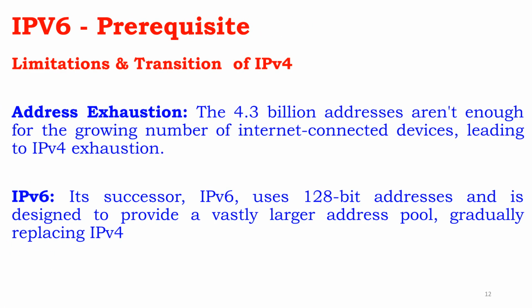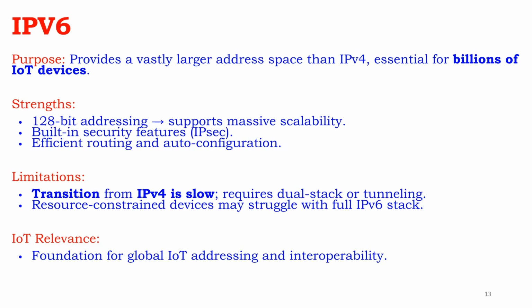The main limitation of IPv4 is address exhaustion. The 4.3 billion addresses are insufficient for the rapidly growing number of internet-connected devices. IPv6, its successor, uses 128-bit addresses to provide a much larger address pool, gradually replacing IPv4. IPv6 provides a much larger address space than IPv4, which is essential for billions of IoT devices. Its strengths include 128-bit addressing, built-in security features, and efficient routing. However, the transition from IPv4 is slow, and resource-constrained devices may struggle with the full IPv6 stack. It is the foundation for global IoT addressing.